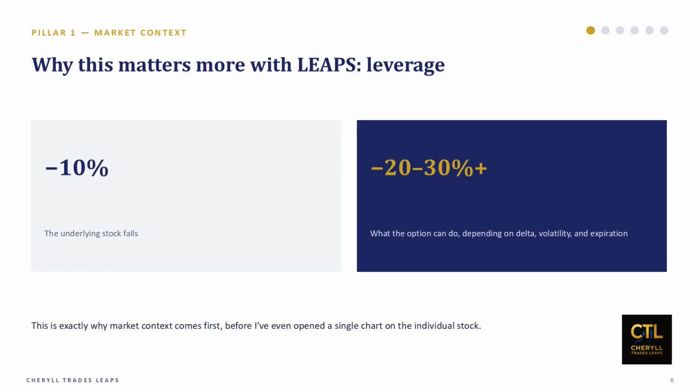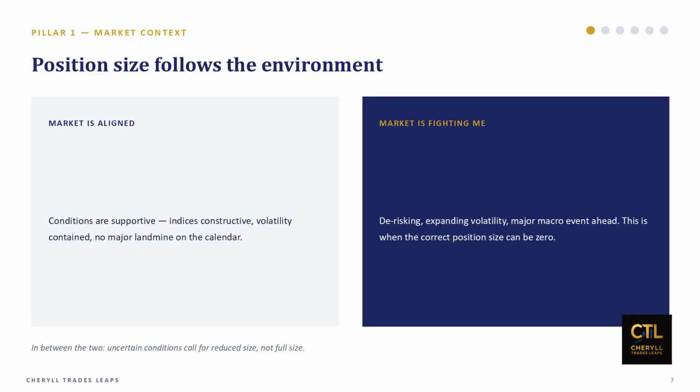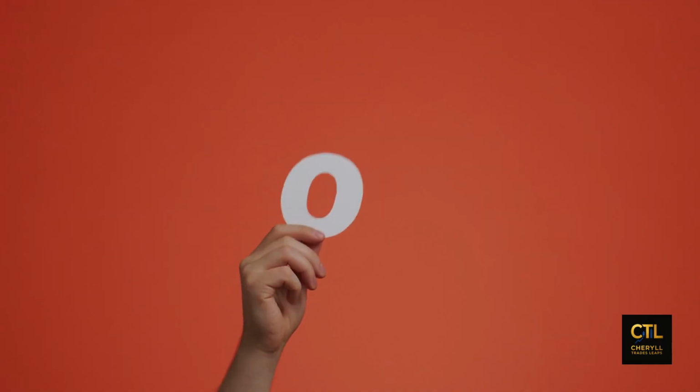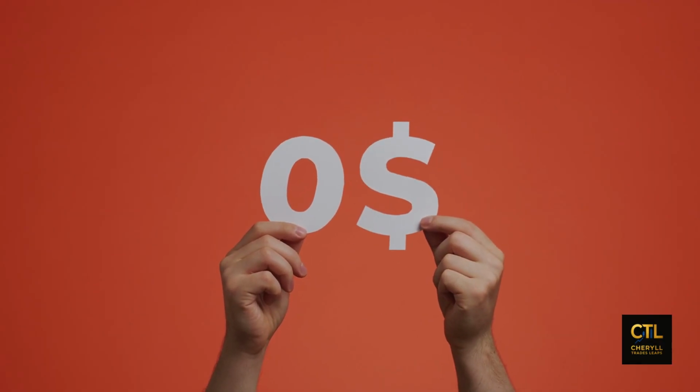If the underlying stock falls 10%, my option may fall 20%, 30%, or more, depending on delta, volatility, and expiration. So before I buy anything, I check the market context and size my trades following the environment. I don't require perfect conditions, but I want to know what environment I'm entering. If everything is aligned, I can take normal size. If conditions are uncertain, I reduce my size. And sometimes the correct position size is 0.